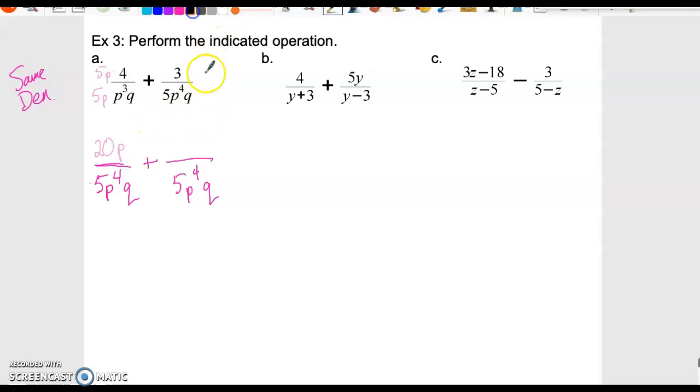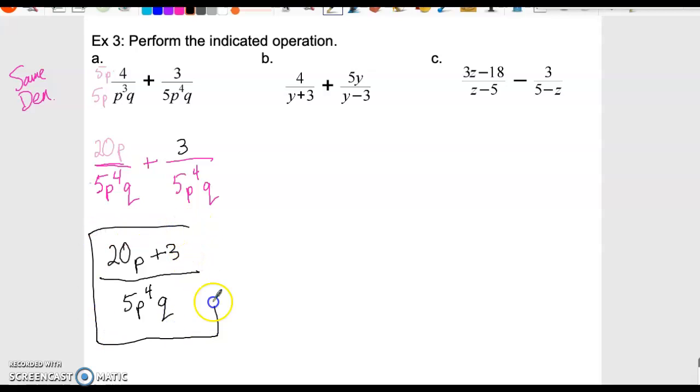And as we look at this right fraction, 5p to the fourth q, nothing's missing. So there's nothing to multiply that numerator by. So now we can combine them together, and our answer is just 20p plus 3 over 5p to the 4th q. And hopefully this is starting to make sense.